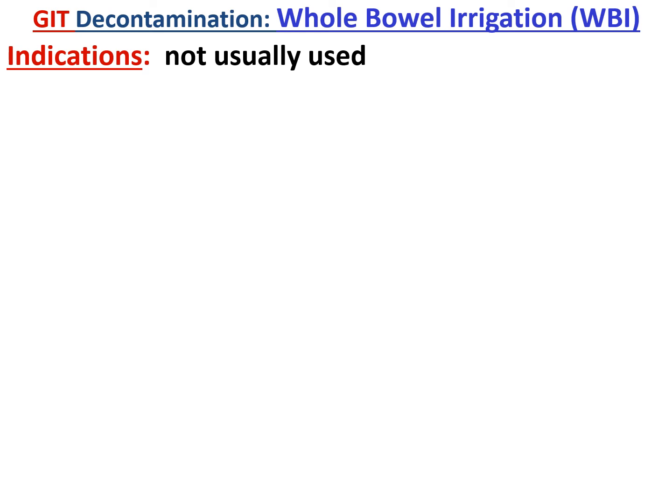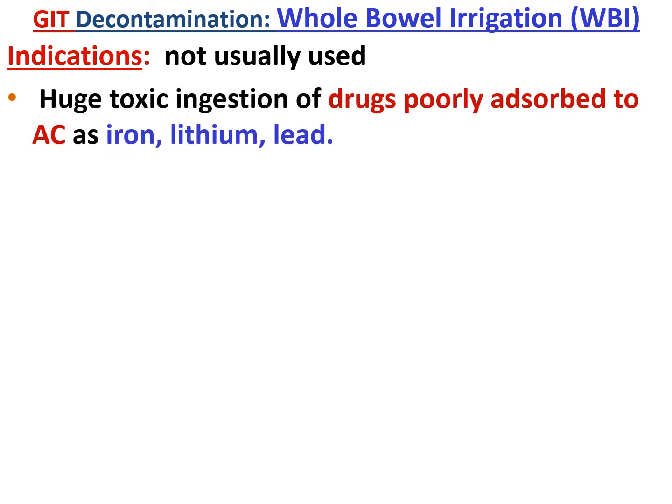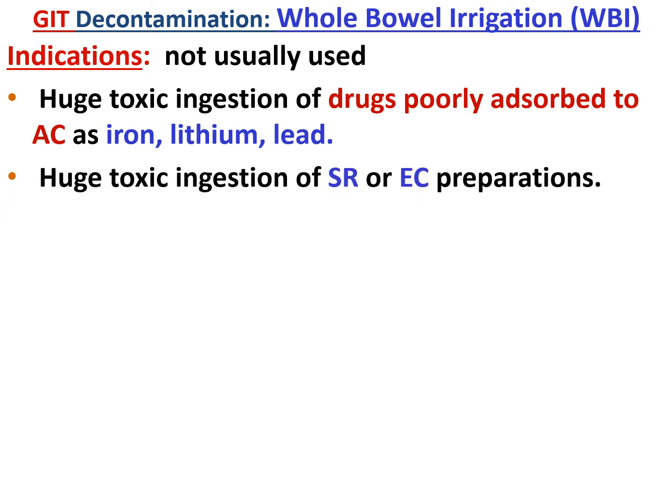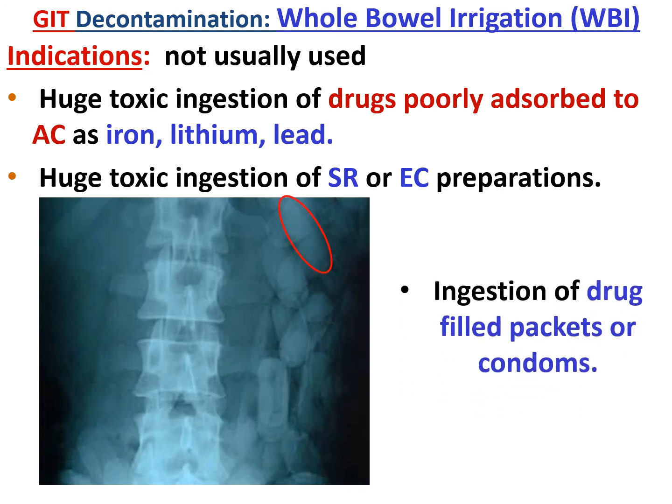Whole bowel irrigation is not usually used, but it's indicated in case of huge toxic ingestion of drugs poorly absorbed to activated charcoal, or huge toxic ingestion of sustained release or enteric-coated preparations, also in case of ingestion of drug-filled packets or condoms. What you see in this abdominal X-ray is not ingestion of capsules, but condoms filled with illegal drugs.